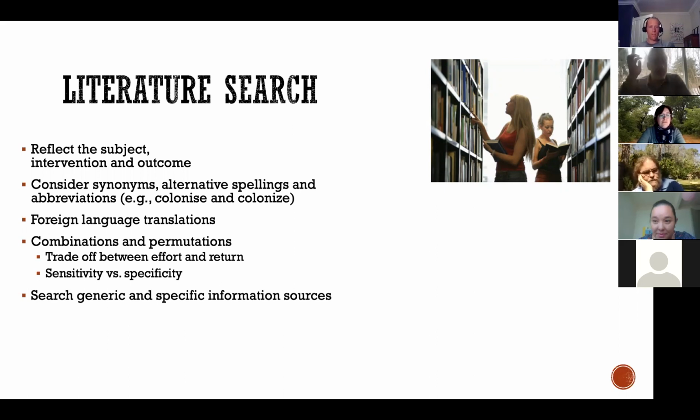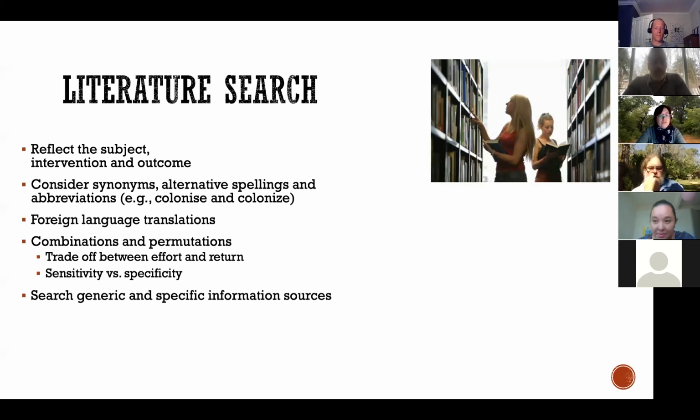You also need to consider synonyms and alternative spellings and abbreviations, especially in the topic of this meeting, which is non-native species. Some of you prefer aliens, some people prefer exotic, some people prefer non-indigenous, some people prefer invasive, right? And so those are examples of synonyms that we all need to be aware of.